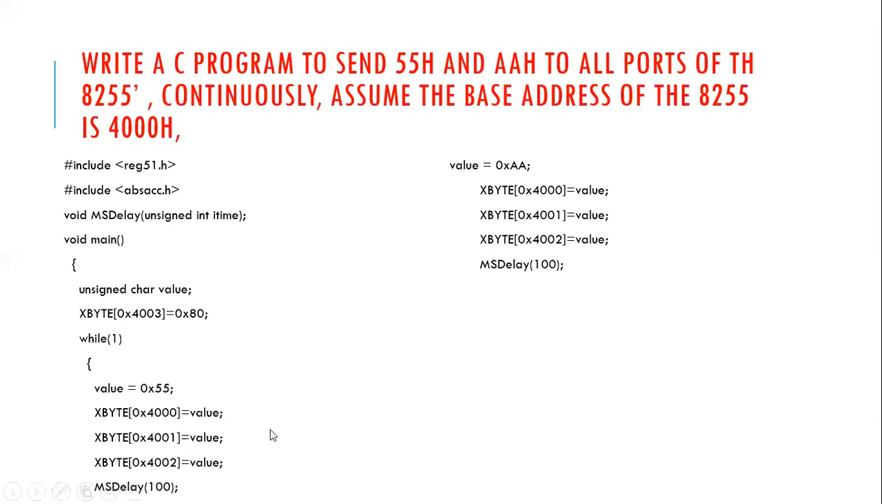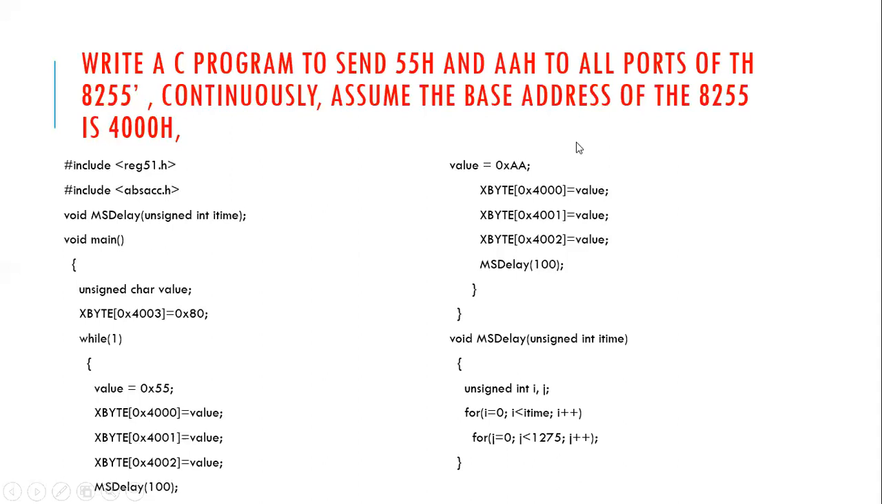So continuously this is going to send the values 55 and AA to all the ports, port A, port B, port C. A simple example is discussed here. Then the delay subroutine is as usual. It is a function called ms delay that takes an argument of integer type. Then we have two local variables i and j, and we use them in for loops inside. As it gets executed, a sufficient amount of delay is produced. 100 milliseconds of delay will be produced here between 55 and AAH.